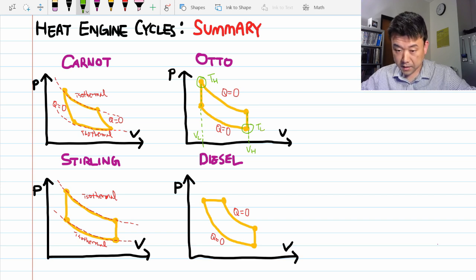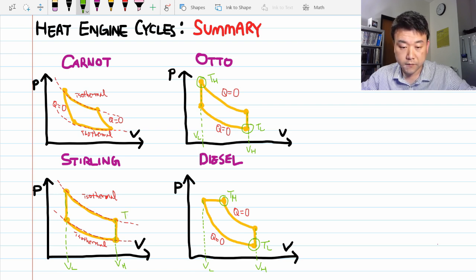That's it. Let me label all the other diagrams so that they all have these four parameters, which we are going to set common between the four cycles so that we can compare them on a similar footing. Same thing for the Stirling cycle. Now with the Stirling cycle, it's special that the entire upper curve is at the high temperature and the entire lower curve is at the lower temperature.